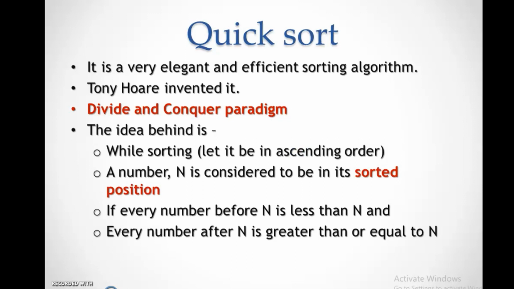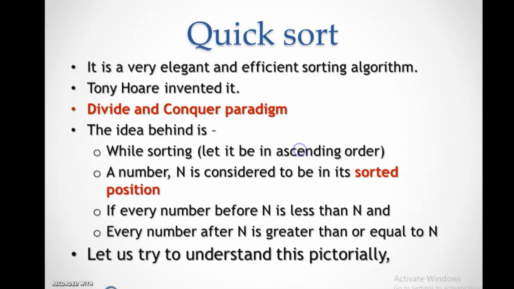The basic idea behind the quicksort algorithm is that while sorting, let it be in ascending order, a number n is considered to be in its sorted position if every number before n is less than n and every number after n is greater than or equal to n. So n need not be moved, as it is already sorted, if all numbers before n are less than n and all numbers greater than n are to the right of n.